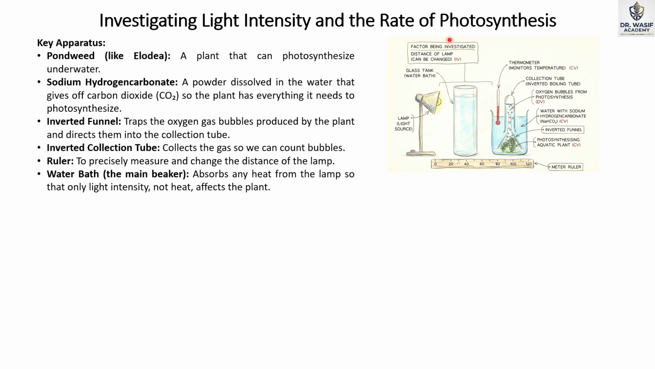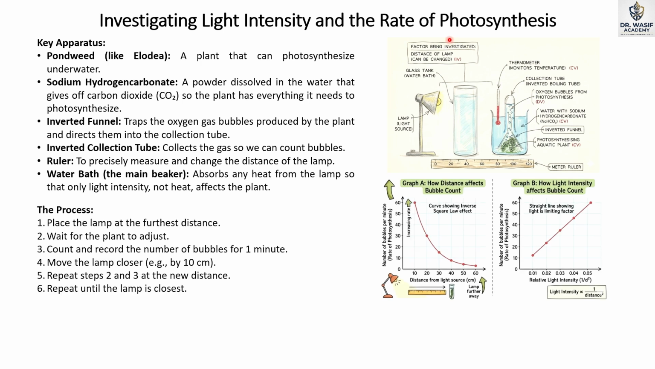Now the process is very simple. Start far away, let the plant adjust, and count the bubbles for 1 minute. Then move the lamp. I'm talking about this lamp. Move the lamp closer. By moving the lamp closer, the bubble rate will be counted again, and we shall repeat this process at least 3 to 4 times.